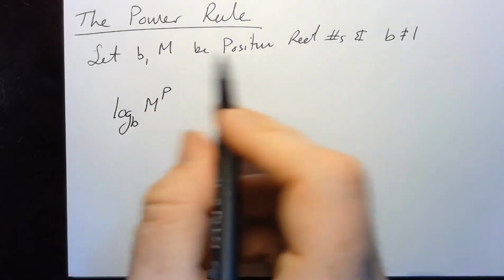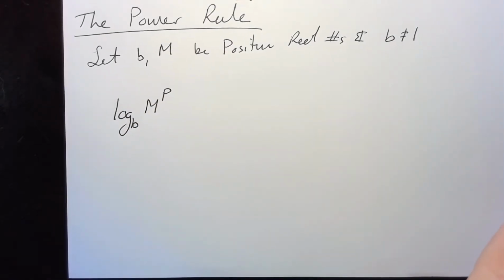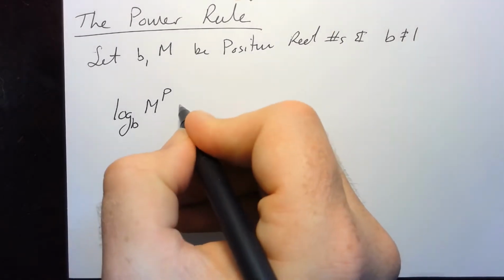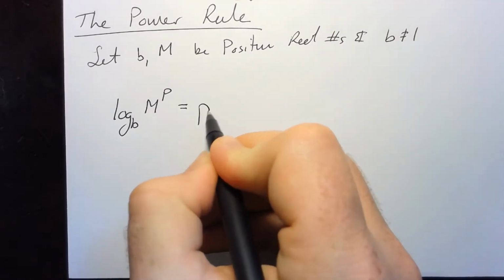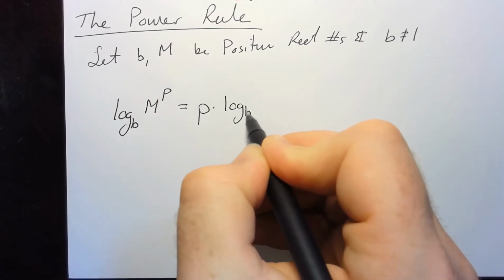Now notice how p is not included in any of this information. P can really be any number. This is going to end up being equal to p times log base b of m.